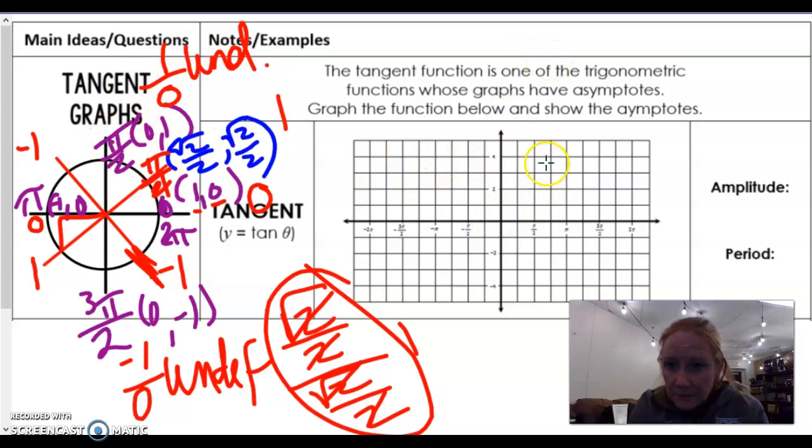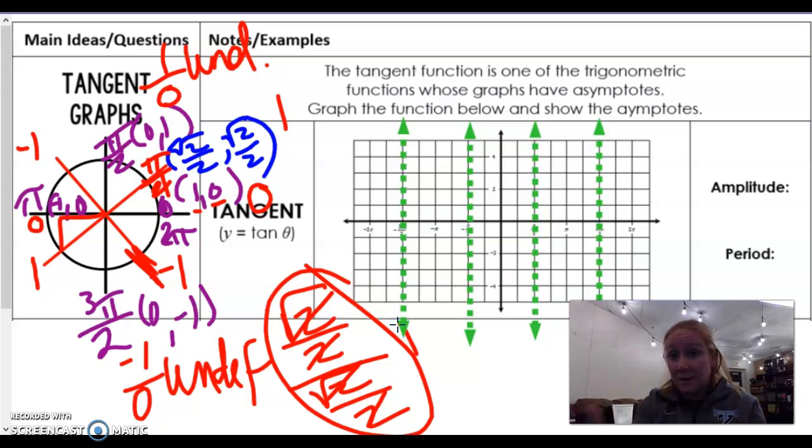So it's undefined at pi over 2, so I put in an asymptote. It's undefined at 3 pi over 2, so I put in another asymptote. If I went backwards, this is also negative pi over 2, another asymptote. So there are asymptotes at the odd pi over 2's. Do you see that? Every odd pi over 2, there's an asymptote. Which means the period, well, let's not go there. Okay, so now how do I graph the things? Well, let's make big dots.